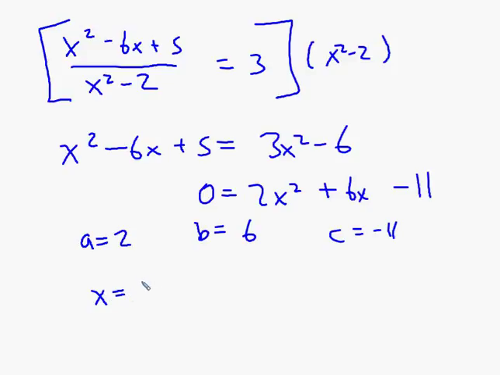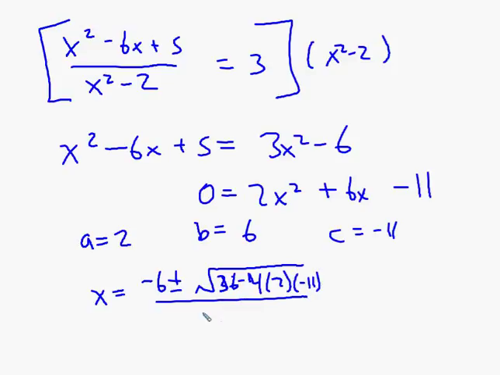Alright, so x equals negative 6 plus or minus the square root of 6 squared, which is 36, minus 4 times 2 times negative 11, all over 2 times 2. In the end, this simplifies down, according to the book, to this.